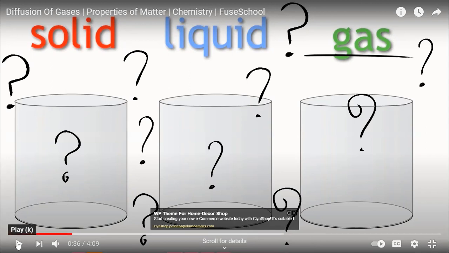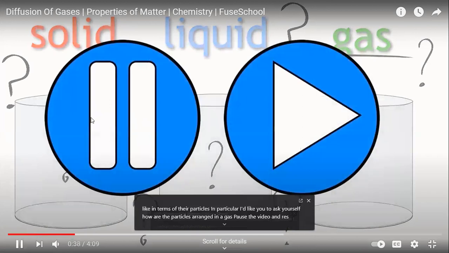Pause the video and then ask students, how are those particles arranged? So you have answered correctly. In solids, they are packed. In liquids, they are fairly far apart. And in gases, they are far, far apart. I think you have finished. So let us see.